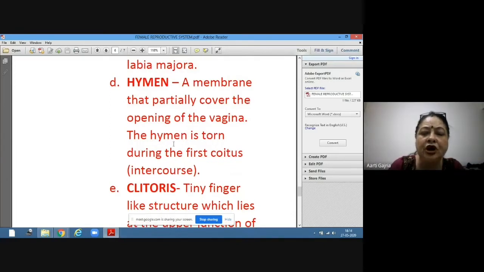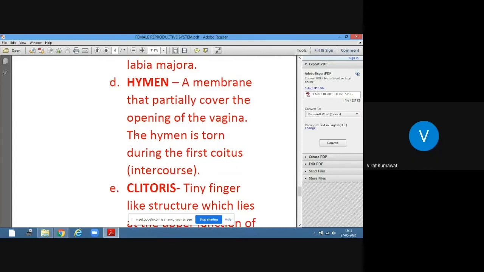Previously, it was thought that if the hymen is present, that means the lady is a virgin. And if the hymen is not present or it is torn, the lady is not a virgin. Virgin means she has not undergone any sexual intercourse activity.